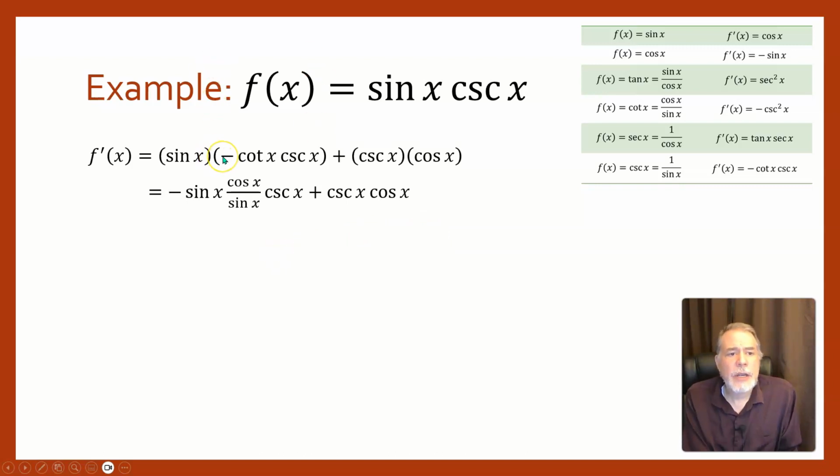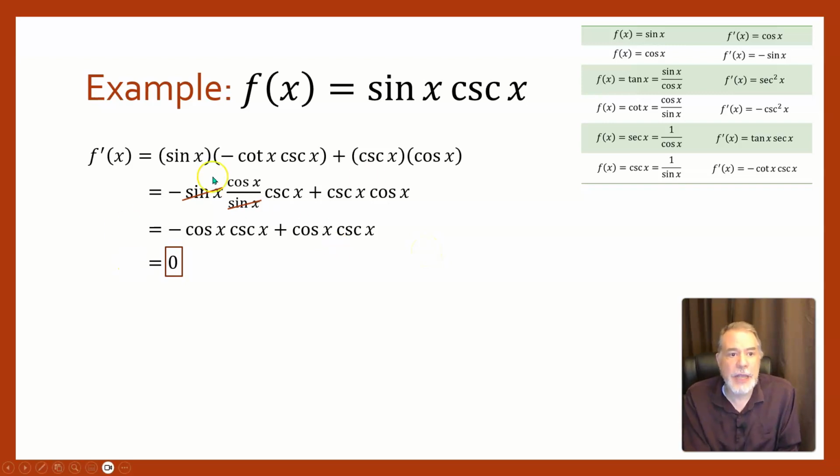And right here where we got this minus cotangent x, we could write that as cosine x over sine x and bring the minus out in front. And then this sine x here over this sine x here, those cancel out. So we can simplify this a bit to minus cosine x times cosecant x plus cosine x times cosecant x. But you know what? Those are just the same thing, only one's negative and one's positive. They're opposites of one another, so they add up to 0. So the derivative does turn out to be 0.